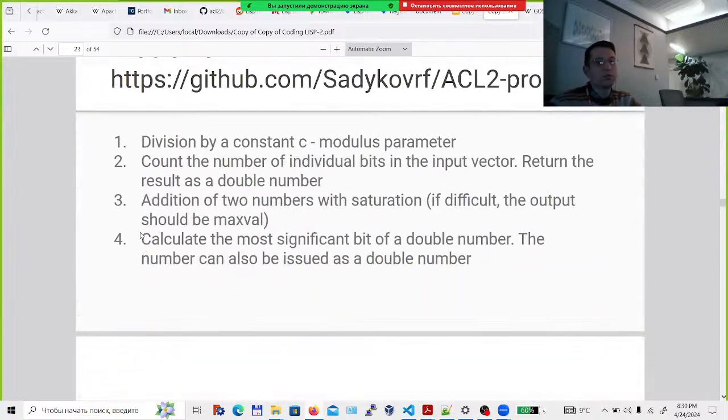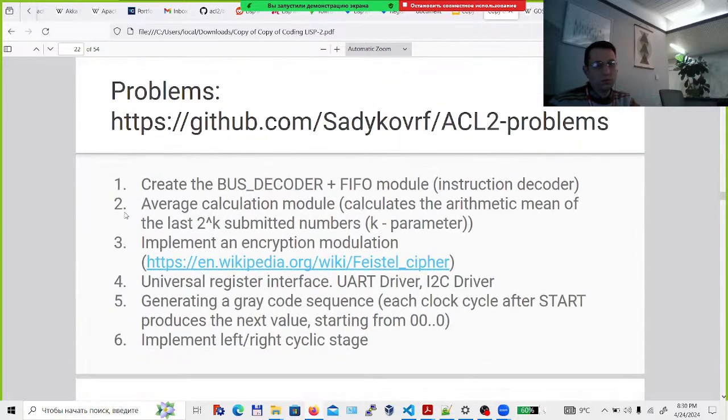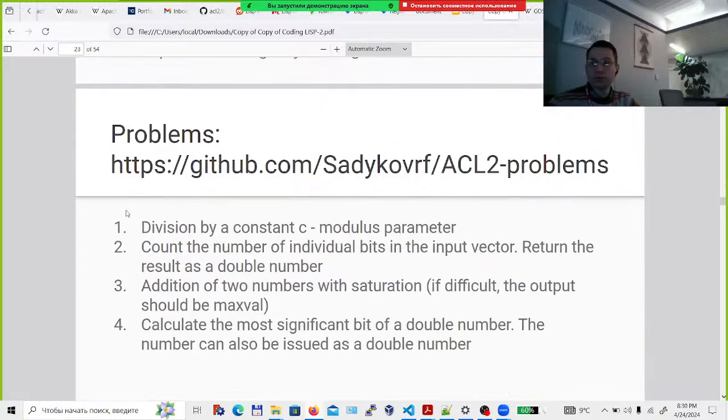Definition by a constant C, it's a module parameter. We do some division under some ring. Round the number of individual bits in the input vector, return the result as a double number, and do addition of two numbers with saturation. If it overflows, the output should be the maximum value. Calculate the most significant bit of a double number. So those problems are quite interesting to begin with, and it is also interesting to find the solution using SystemVerilog.